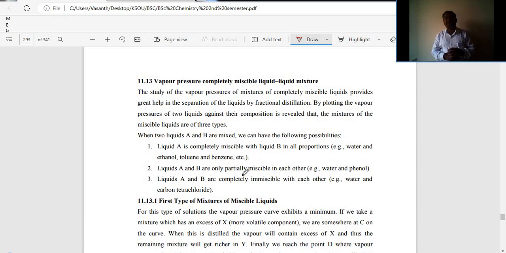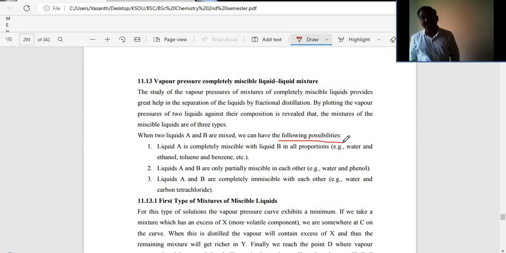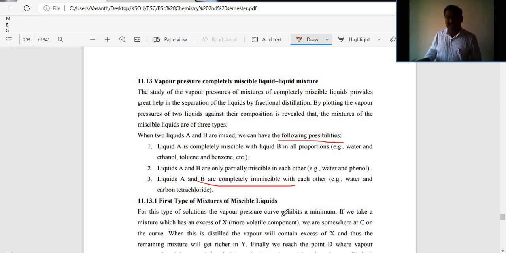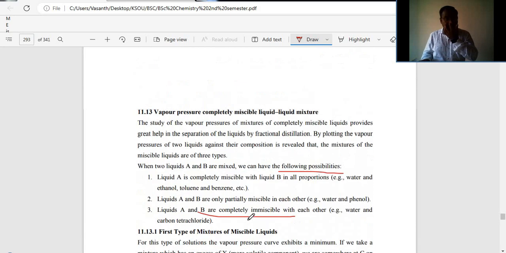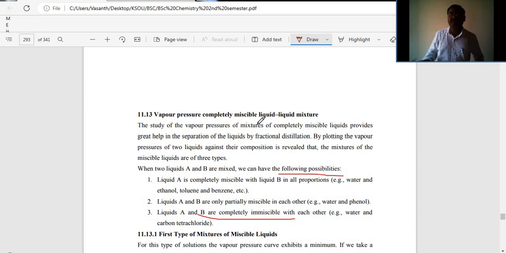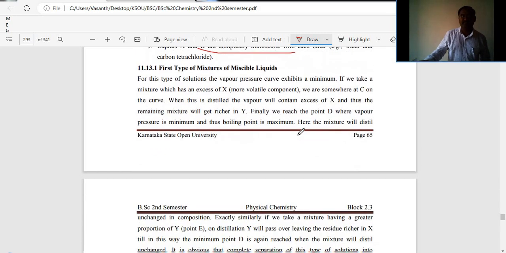Next, vapor pressure of completely miscible liquid-liquid mixtures. Here, when two liquids A and B are mixed, generally we have the following possibilities. Liquid A is completely miscible with liquid B in all proportions. Liquid A and B are only partially miscible in each other. Liquid A and B are completely immiscible with each other. Here are some possible examples regarding that.